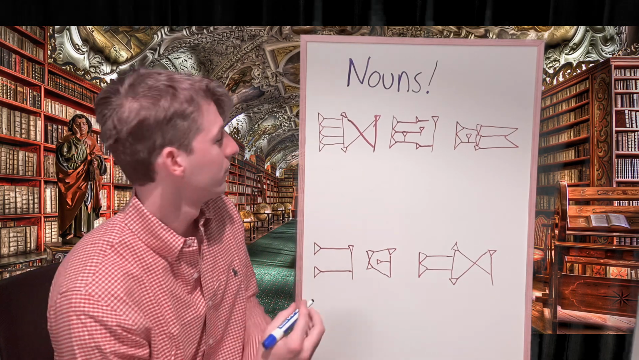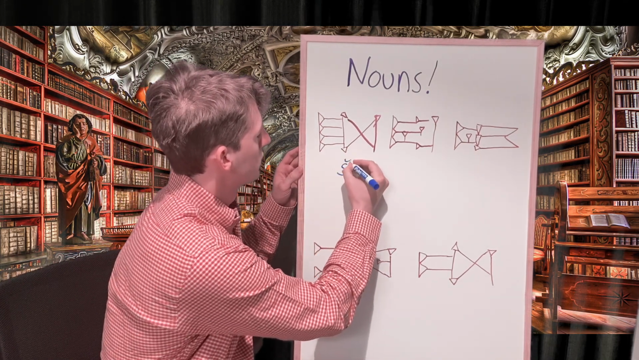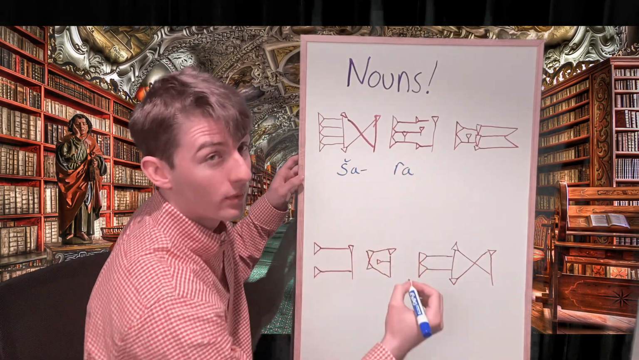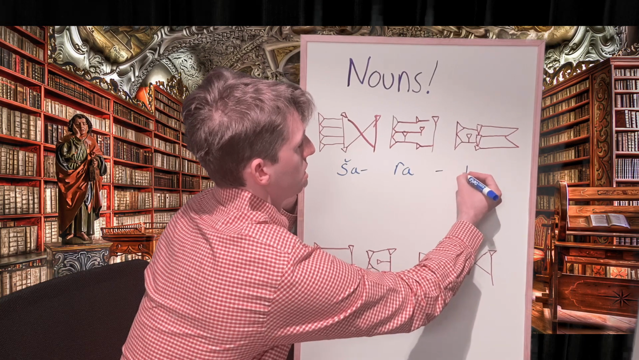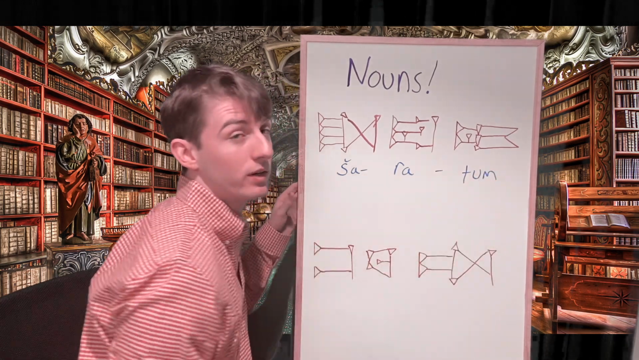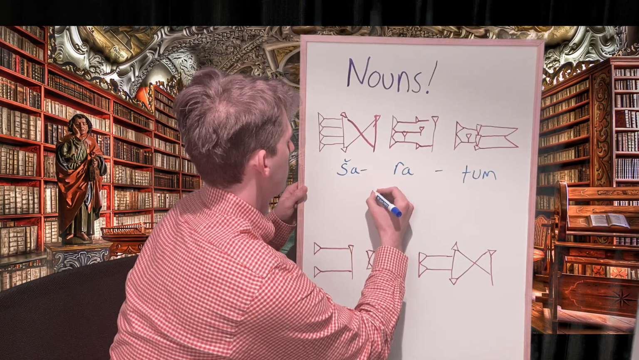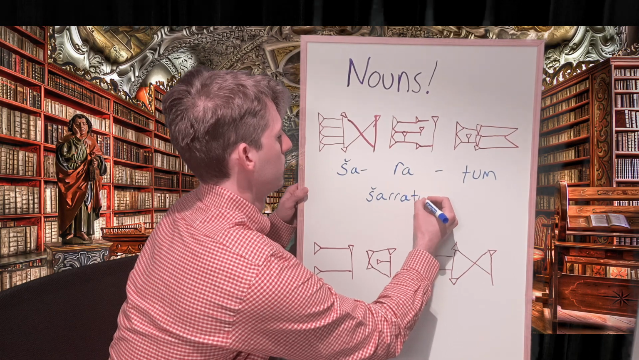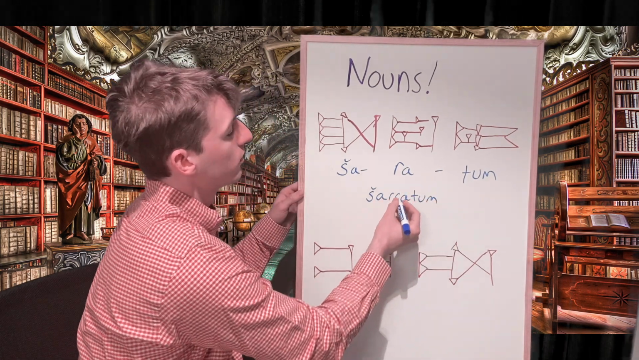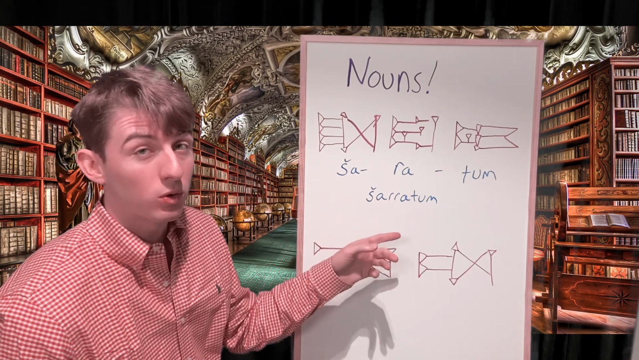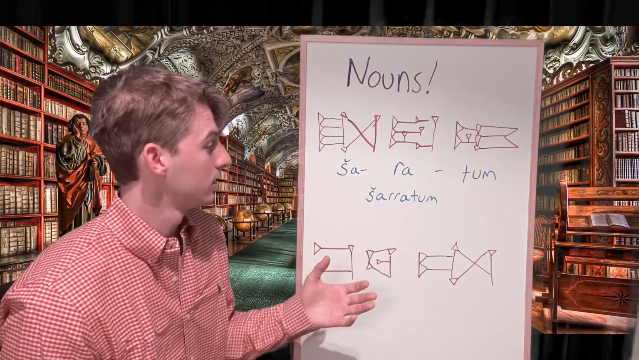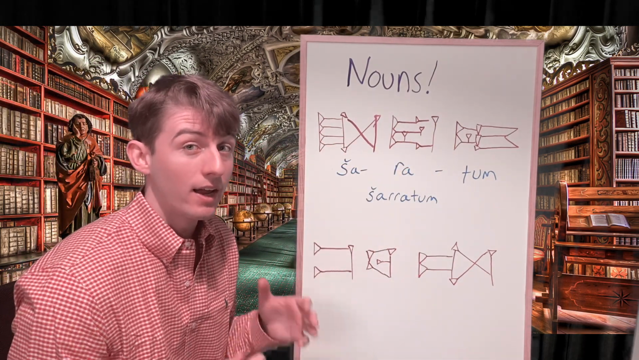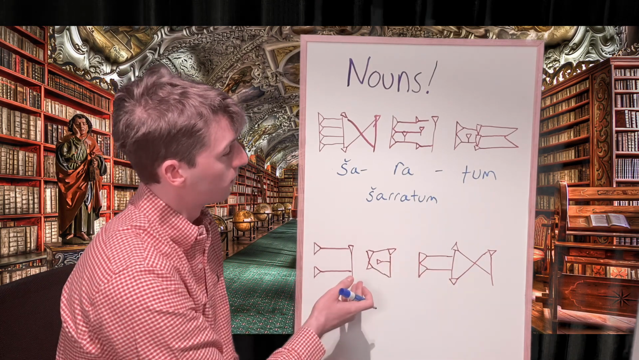So here we have the sha sign, sha, the ra sign, ra, and then we have the tum sign. So we can normalize this to sharatum, but we don't know if we're going to need a long A or a short A because we're providing the macrons. That's not something that's actually going to tell us in the cuneiform here. It's something that context is going to tell us. And context is going to tell us using the verb, which is going to follow this.